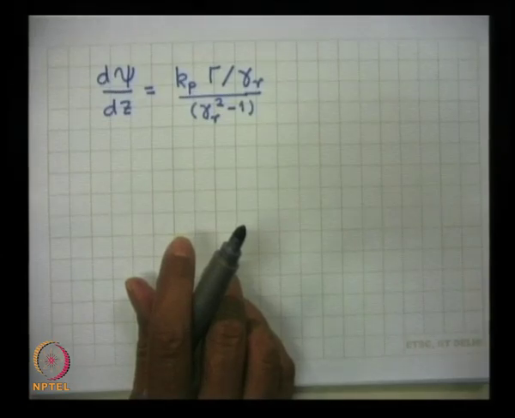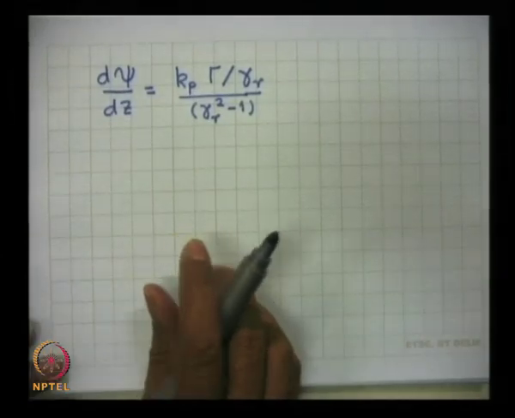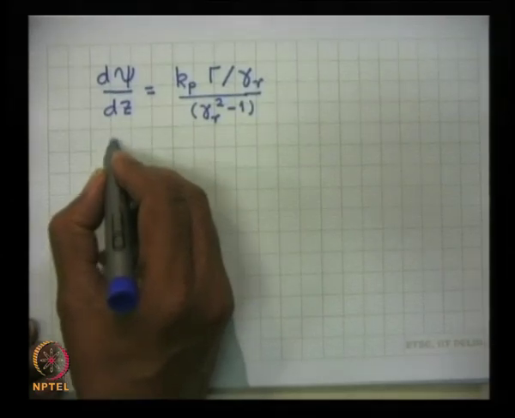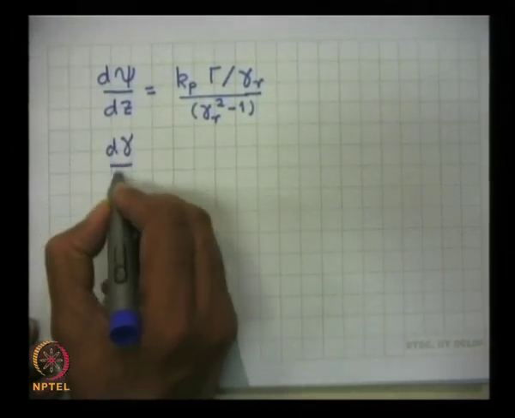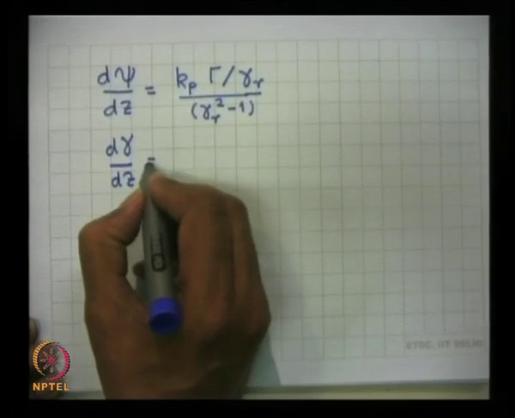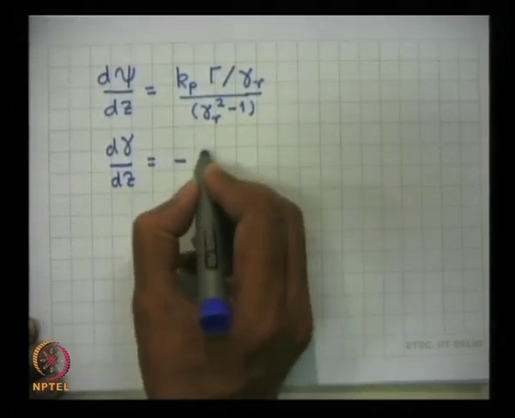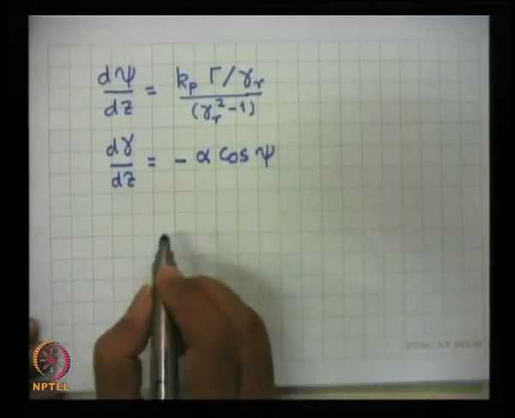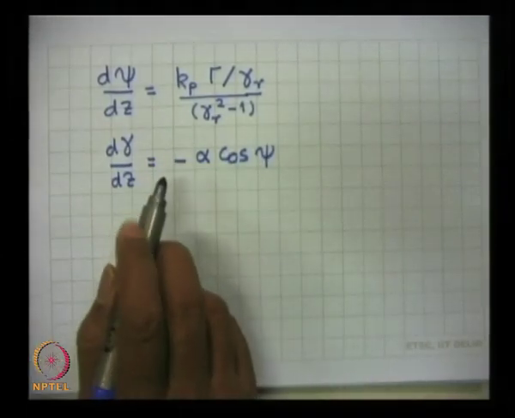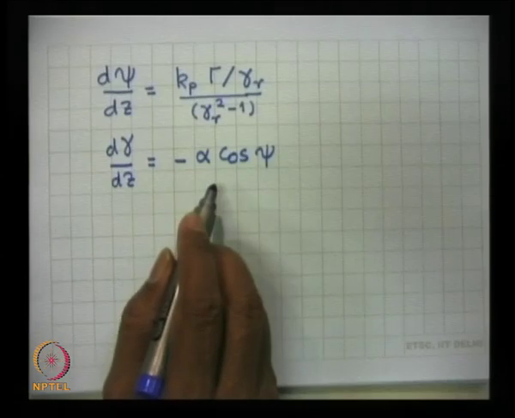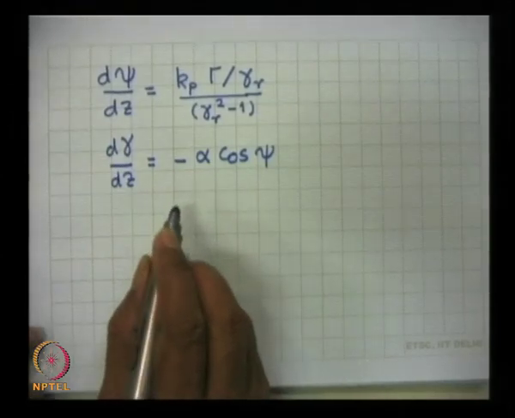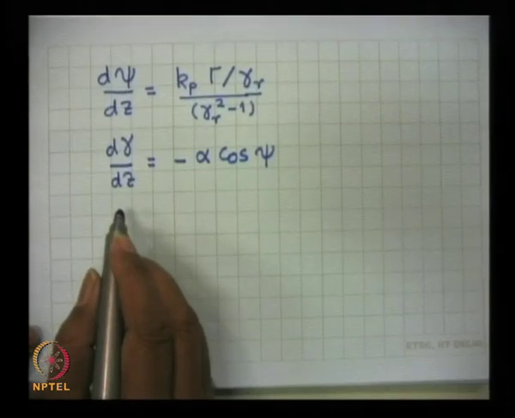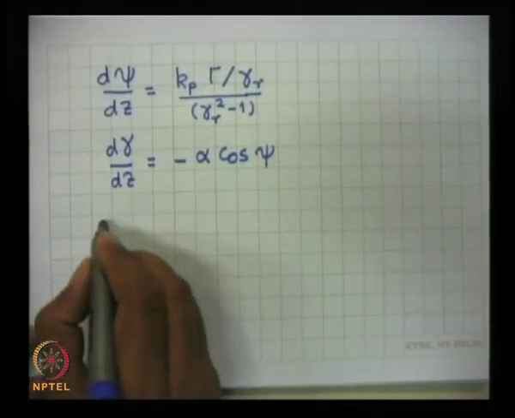And so we have two coupled equations, this equation and the equation for gamma, d gamma by dz, which is equal to minus alpha cos psi. These two equations we need to solve. What we can do, we can define normalized quantities. Normally in literature, in FEL literature, people define normalized quantities.